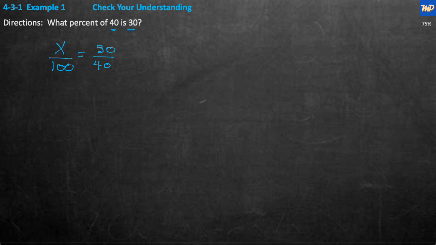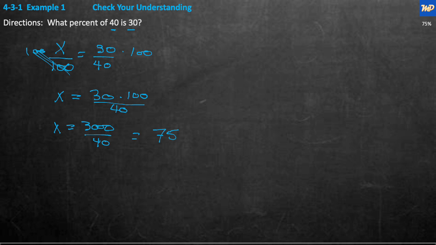Now all we have to do is multiply both sides by 100, and we'll have x is equal to 30 times 100 divided by 40. Here's the 100 on the left-hand side, and we're going to multiply by 100, so those hundreds cancel. You have x equal to 30 times 100 over 40, and that's 3,000 divided by 40. So x is equal to 3,000 divided by 40, and that is equal to 75.